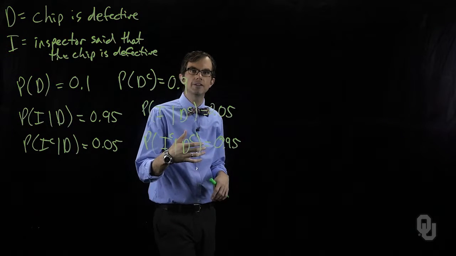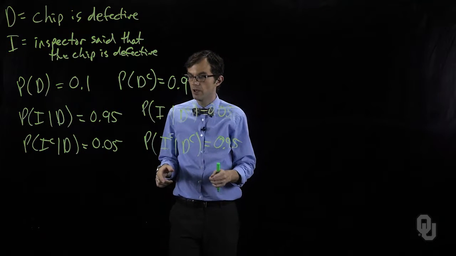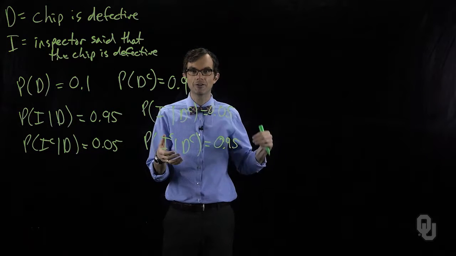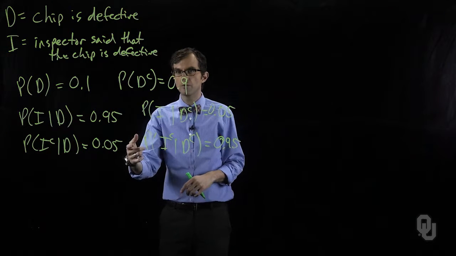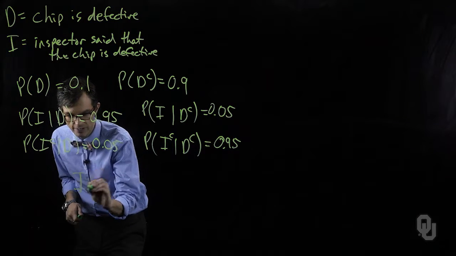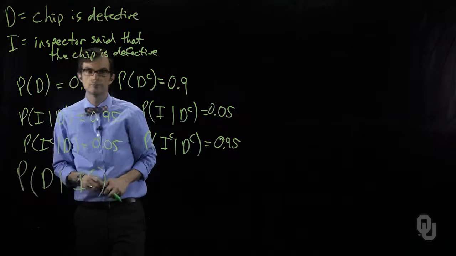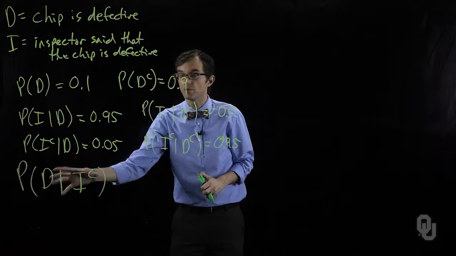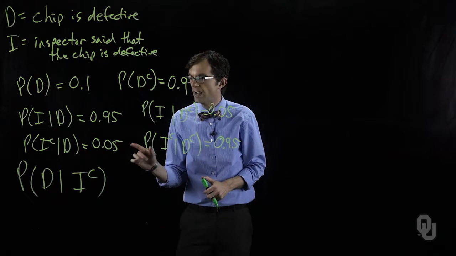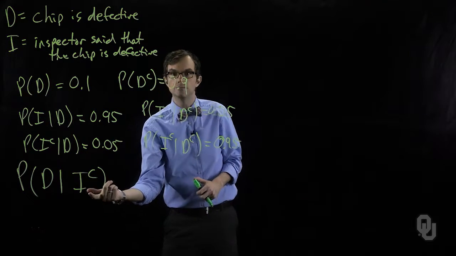Okay? So our main objective as a company is to reduce the probability of shipping defective chips. We are not going to ship a chip if the inspector said it's defective. We're only going to ship out a chip if the inspector said that it's not. So the inspector says that it's not defective. What's the probability that it really is? This is the probability that we want to find, and we want to reduce that probability if we can. Reducing the probability of shipping a defective chip, we're shipping it out because the inspector said it was okay.